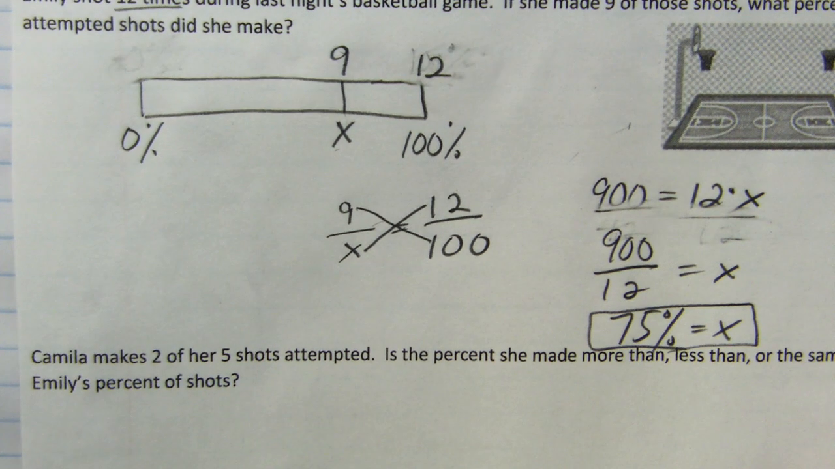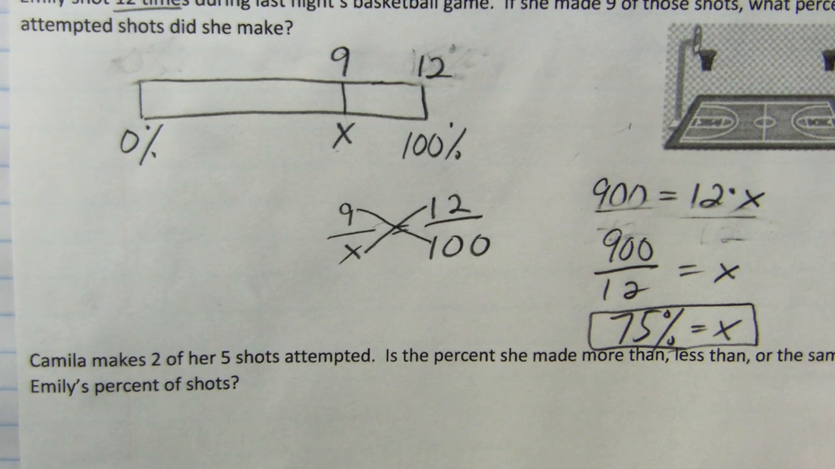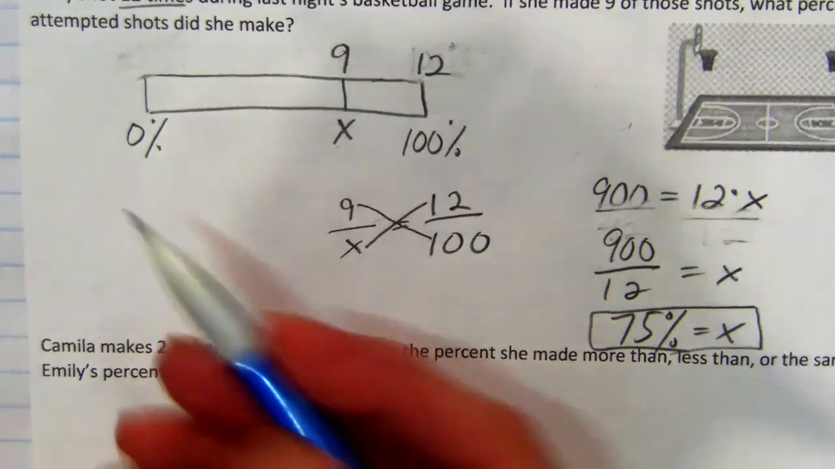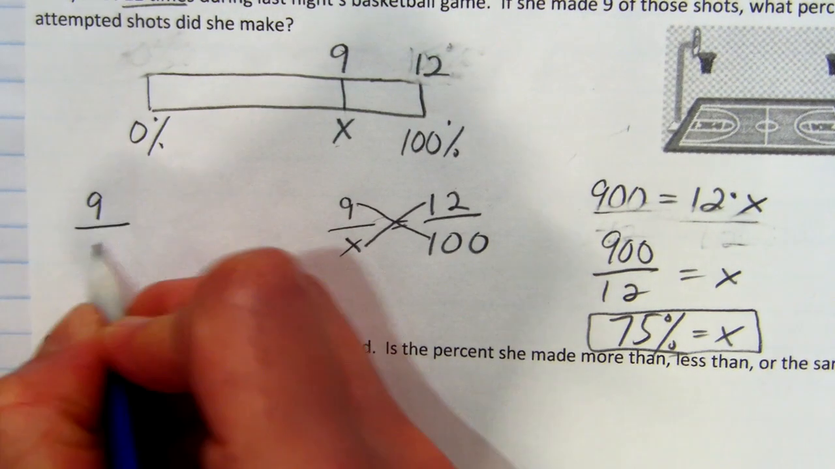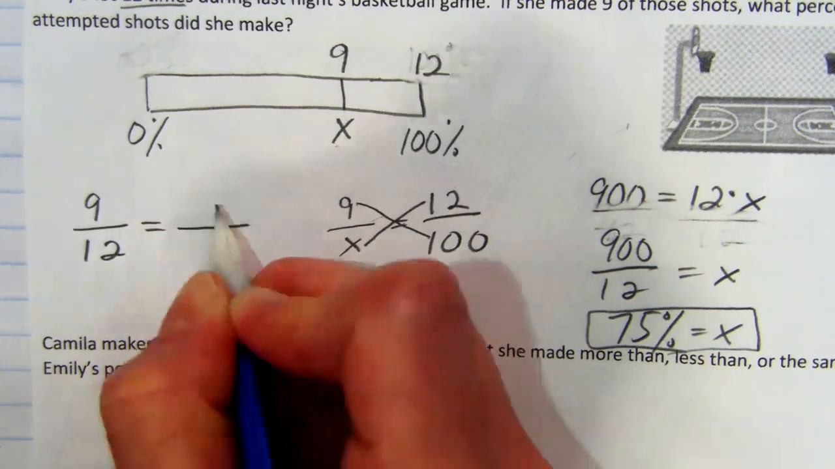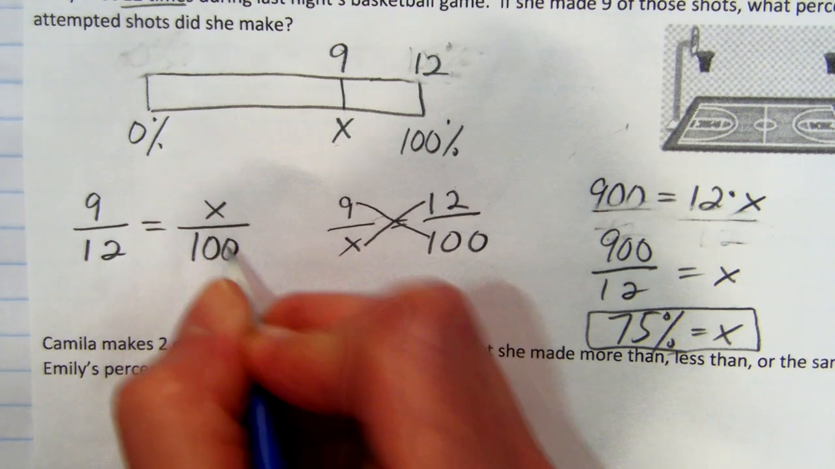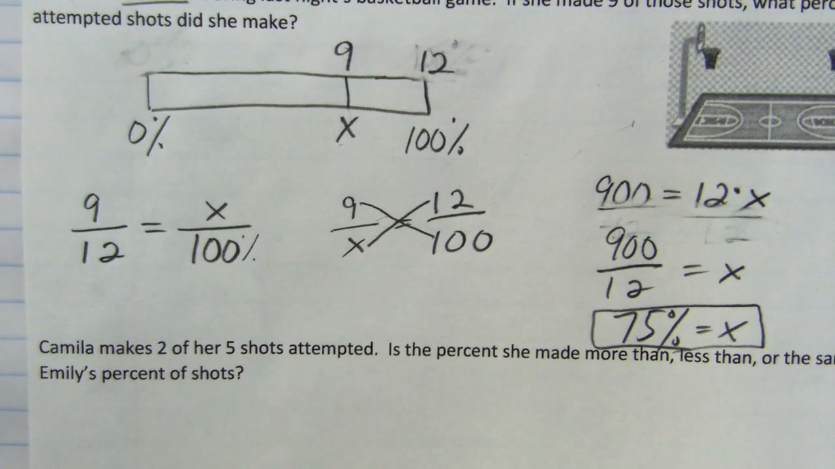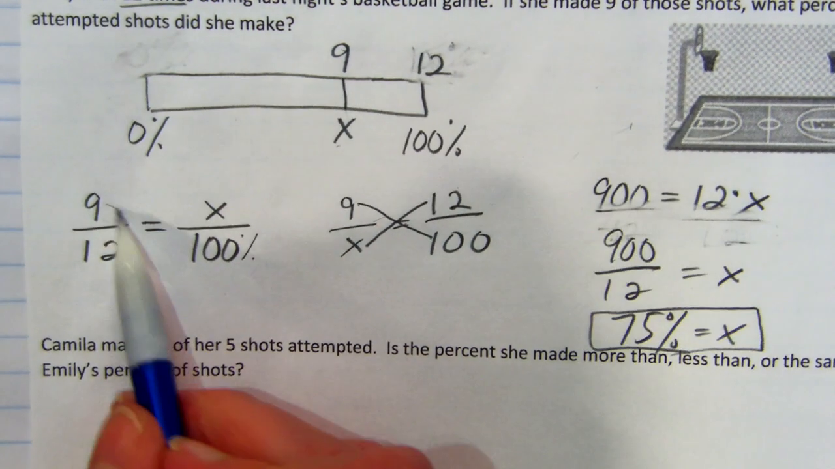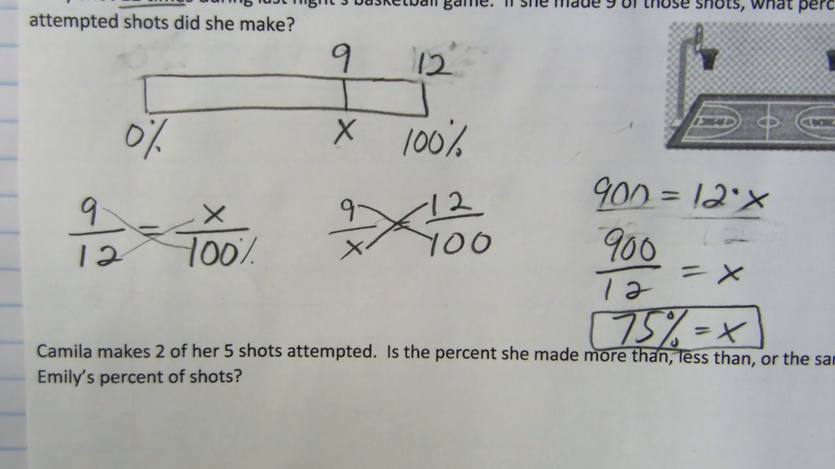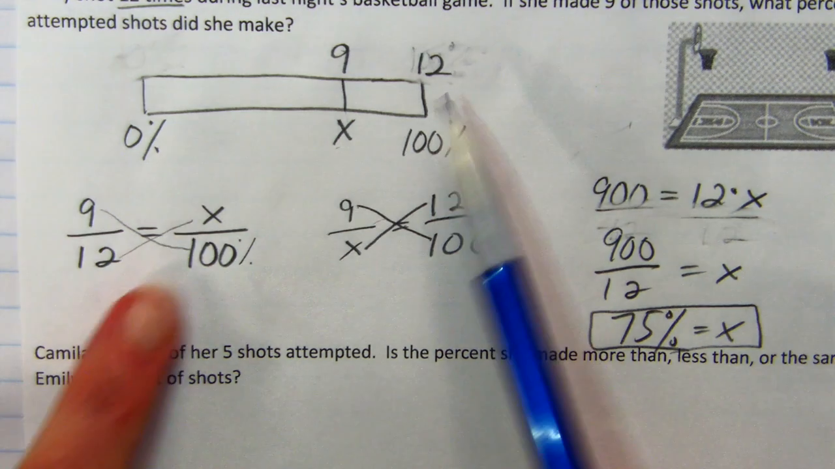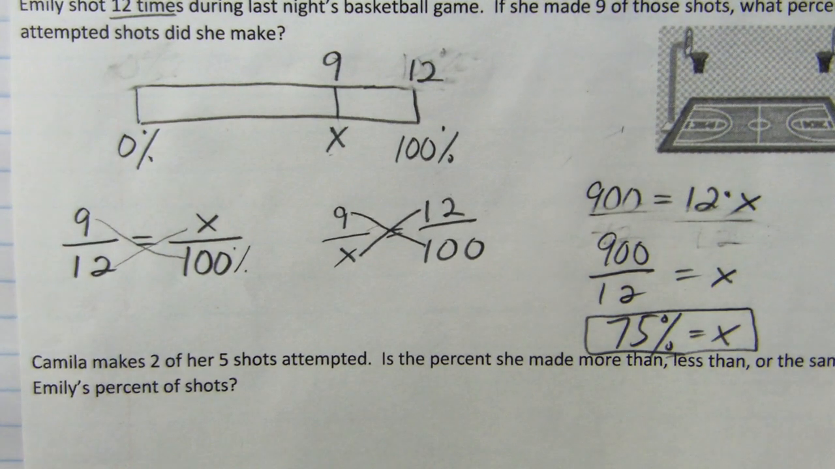Okay, there's other ways to set this up. This is just one way. So what I'm trying to get to is to make some proportions. Another way you could make this proportion without the bar is she made 9 out of 12 shots, and you could think of that as being X out of 100%. So if that made more sense to you, you could set it up that way. And it would still be 9 times 100 and 12 times X. But the bar, because it's kind of visual, helps some people. If you don't like the bar, you can just set up a proportion and solve from there.